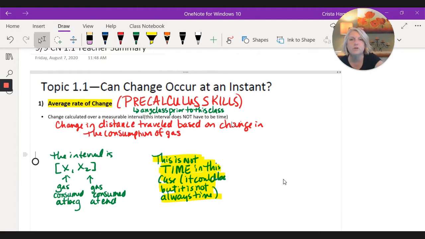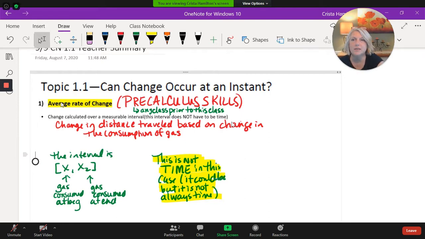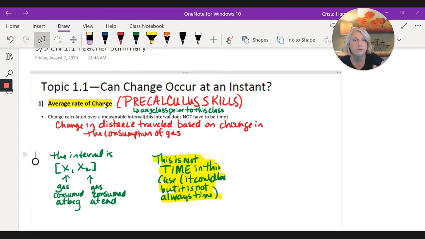The first main idea was what is called the average rate of change. The average rate of change is a pre-calculus skill. This is something that we did in pre-calc last year quite a bit. Change in y over change in x, slope of a secant line. So pretty straightforward idea in this problem.